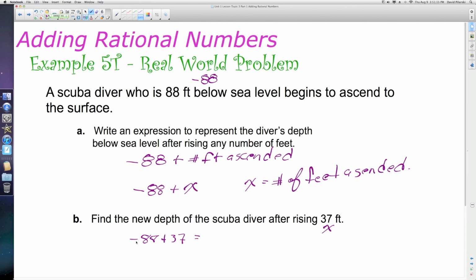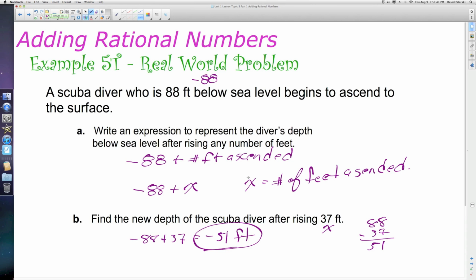In this case, negative 88 has a greater absolute value, so the sign of the answer is going to be negative. And we subtract their absolute values. So that'd be 88 take away 37. 8 take away 7 is 1. 8 take away 3 is 5. So that'd be negative 51 feet, or still 51 feet below sea level.